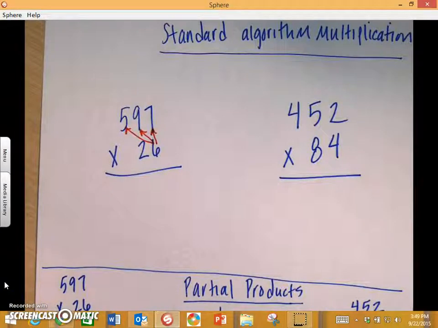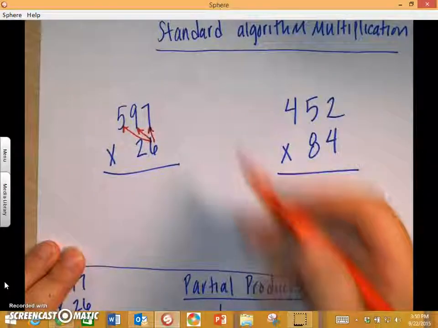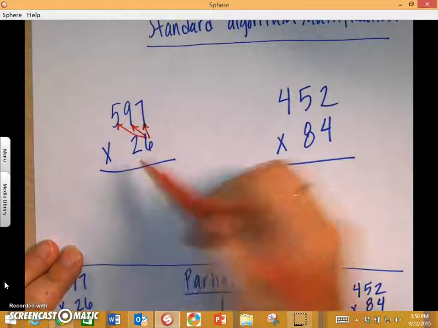Okay, today we're going to talk about the standard algorithm for multiplication. And basically the state of Texas wants every kid to know how to multiply the traditional way. So I'm going to do two sample problems with you. The first one is going to be 597 times 26.